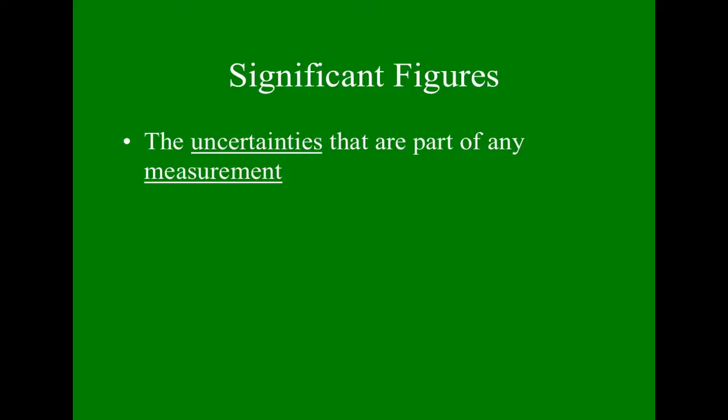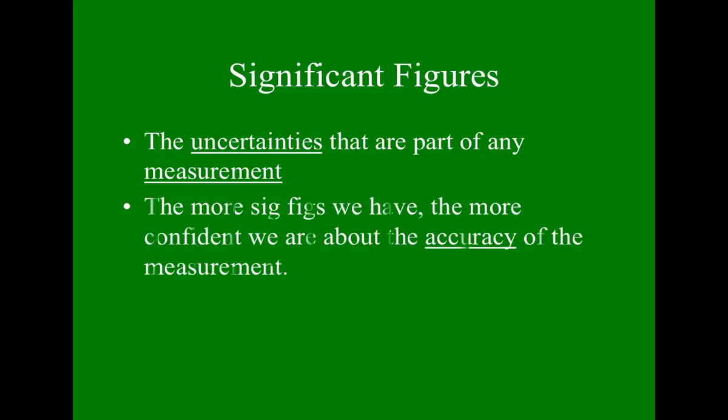Significant figures exist because of the uncertainty that is part of any measurement. That uncertainty is those guesses that we make when we make a measurement. What the sig figs tell us is that the more sig figs we have, the more confident we are about the accuracy of our measurement. In other words, the more decimal places I have, let's say in a length measurement, the better chance I have of being right, because I have less chance of being wrong with my guess.